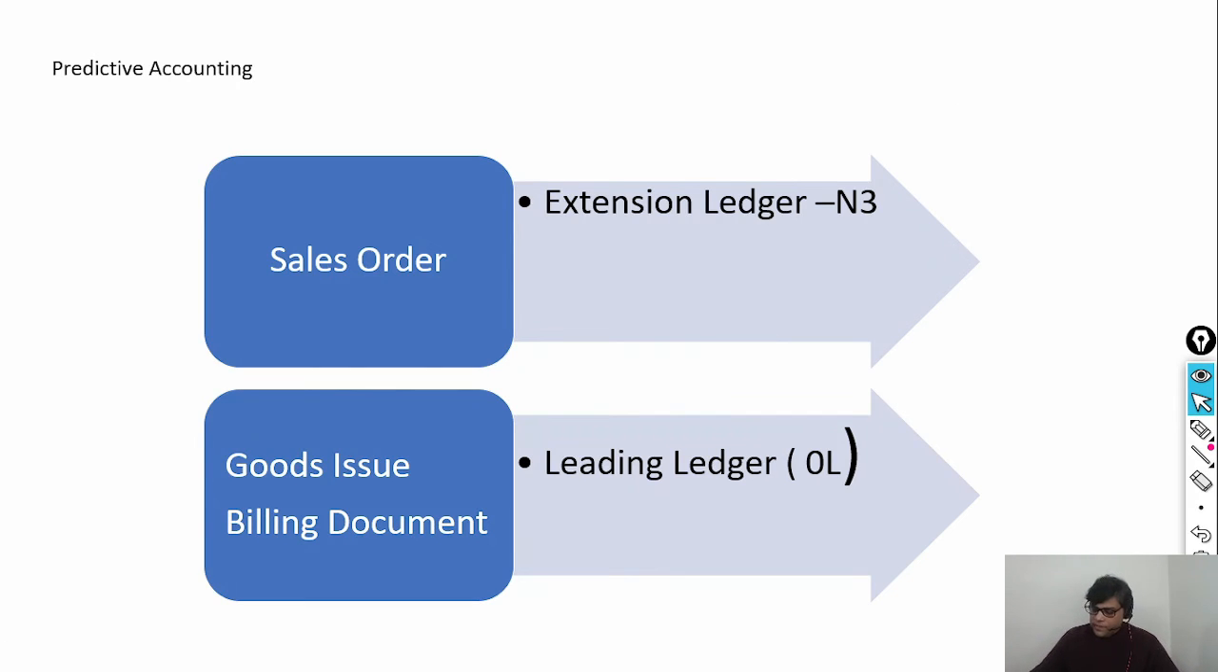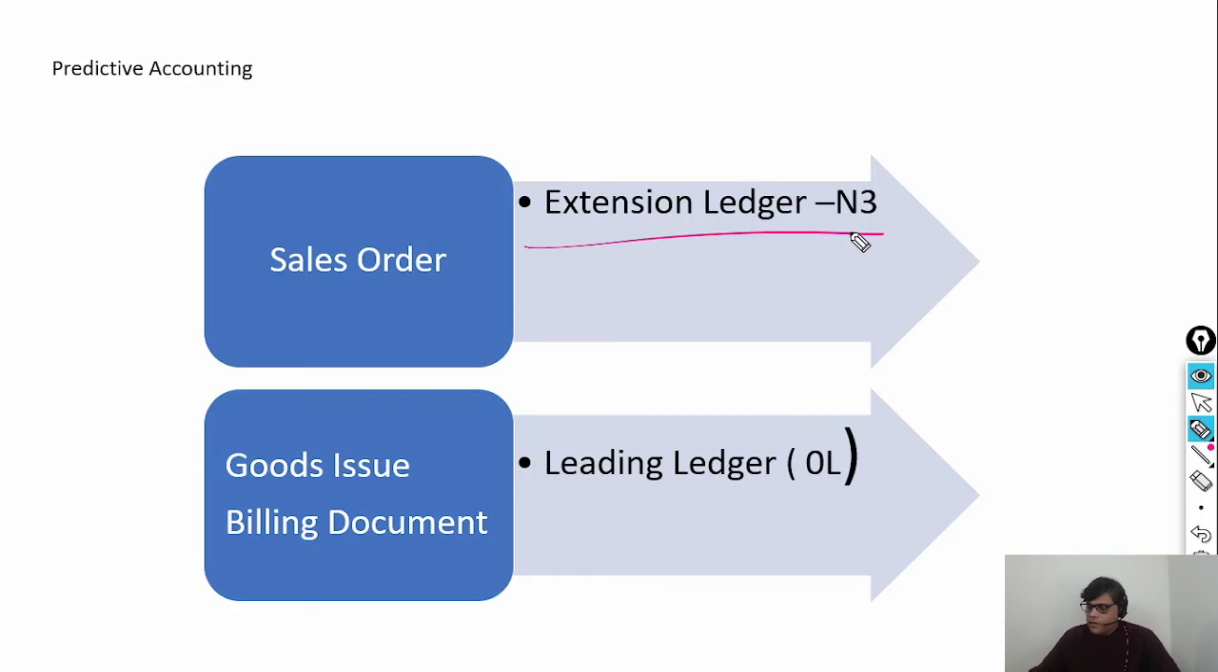predictive accounting. So predictive accounting is possible with our margin analysis. What is predictive accounting and why is it required? Try to understand. When we create a sales order in the normal process in account-based COPA, the sales order is not going to generate any accounting document. That means if an accounting document is not generated, then obviously there will be no COPA in account-based COPA. But if you activate predictive accounting, then with reference to an extension ledger, the accounting entries will be there. Why is this required?